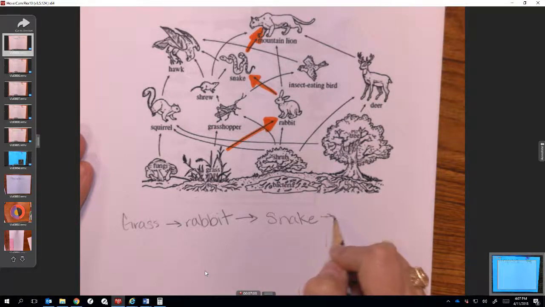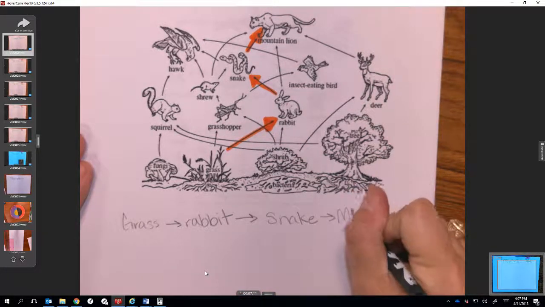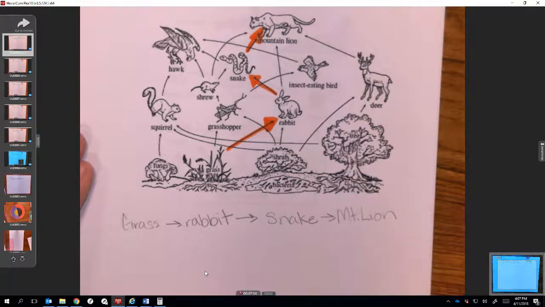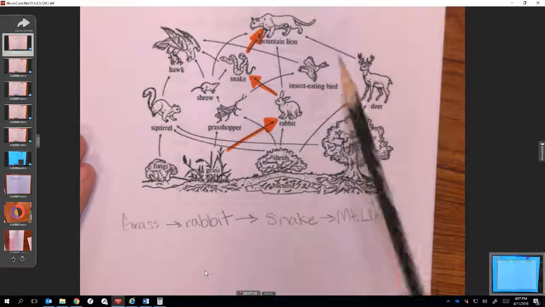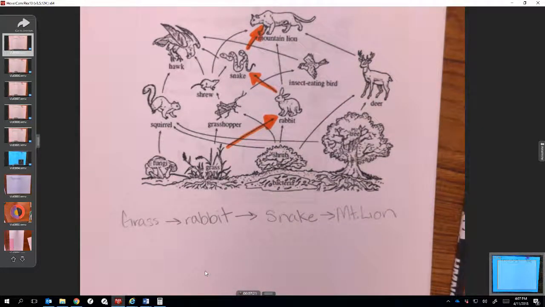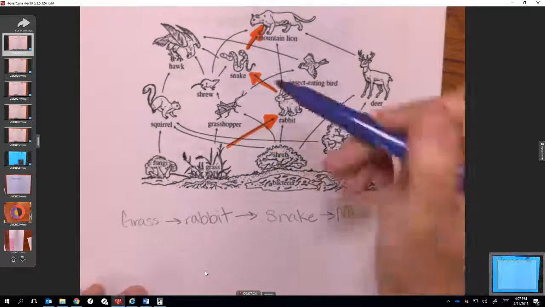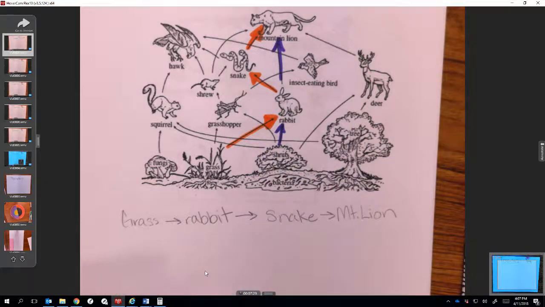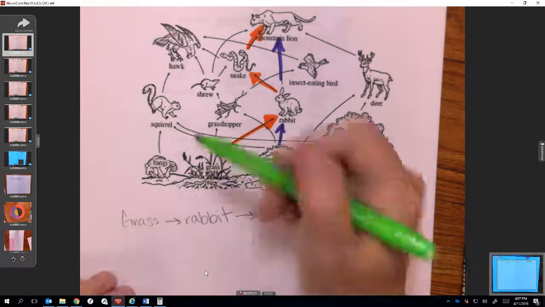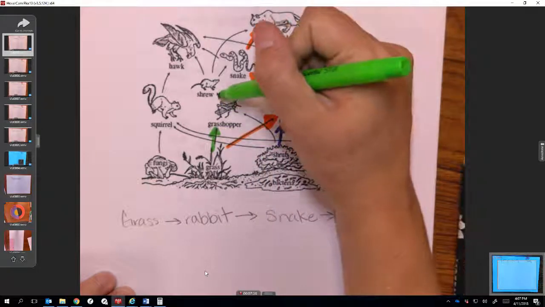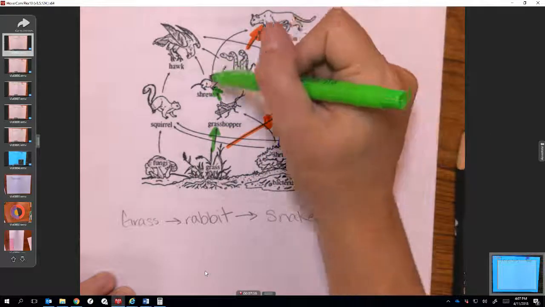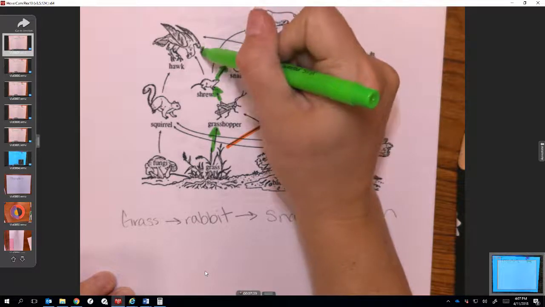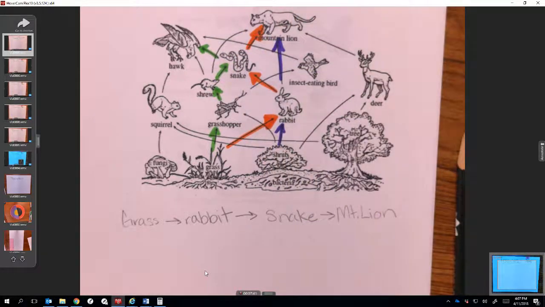And then that snake can get eaten by that puma or mountain lion. So what I have just pulled out is called a food chain. It's one path of energy through this food web. There's multiple paths. So another path that I could look at might be still with the rabbit but going straight to the mountain lion. Or we could look at the grasshopper eating the grass, the shrew eating the grasshopper, the shrew getting eaten by a snake, the snake getting eaten by a hawk. So there's several different paths that energy flows.